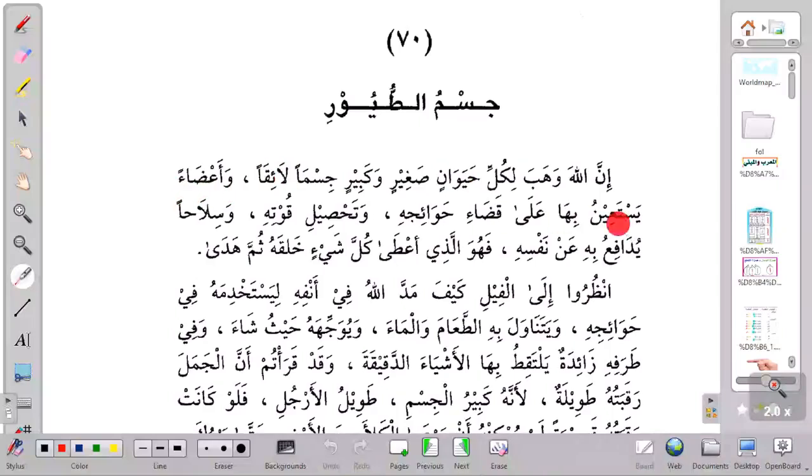وَأَعْضَاءً يَسْتَعِينُ بِهَا عَلَى قَضَاءِ حَوَائِجِهِ. And body parts. أَعْضَاء is the plural of udhun, and udhun means a part of something, a member of a whole. So أَعْضَاءً يَسْتَعِينُ, and body parts it seeks help by means of. Ista'ana yasta'inu means to rely on something, to seek the help of something. So it relies on it.